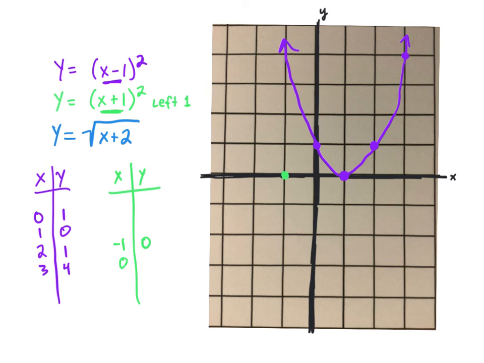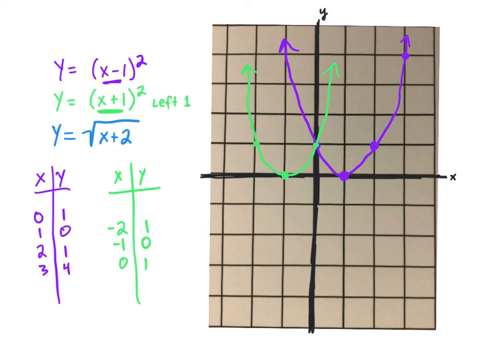If we plug in a 0, what are we getting? 0 plus 1 is 1. 1 squared is 1. If we plug in the point before it, negative 2 plus 1 is negative 1. Negative 1 squared is a positive 1. We got some key points, but remember this is not the absolute value. It's going to be a curved quadratic.